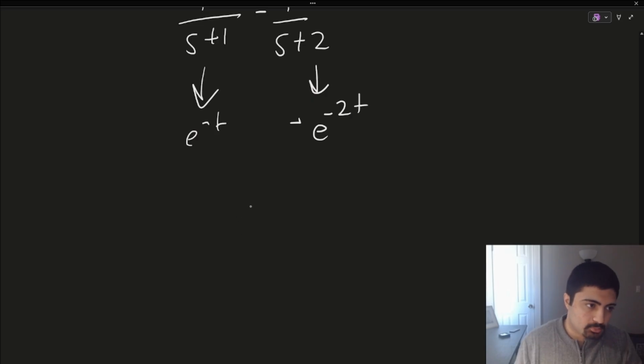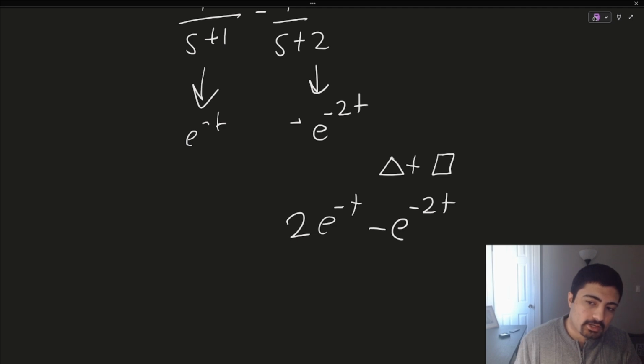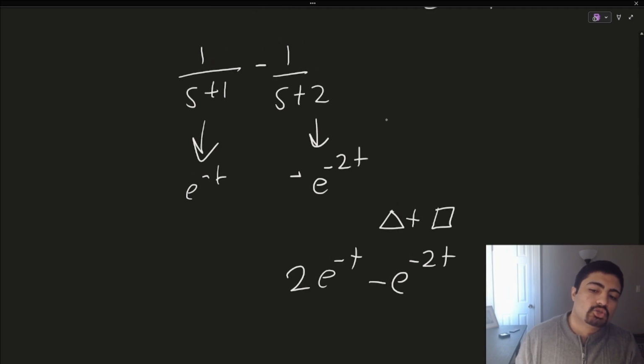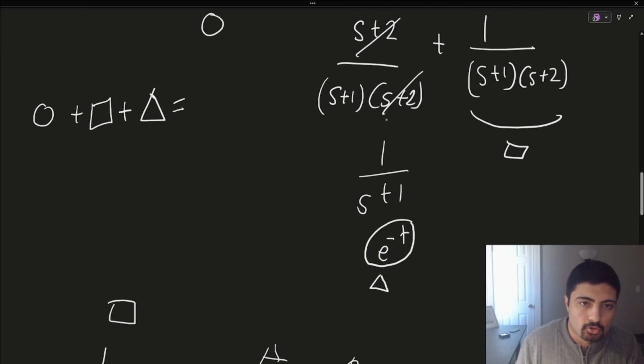So e to the minus t plus e to the minus t is going to be 2e to the minus t, and we're going to add that to minus e to the minus 2t. So so far this is going to be triangle plus rectangle. Now all we need to do is to find circle.